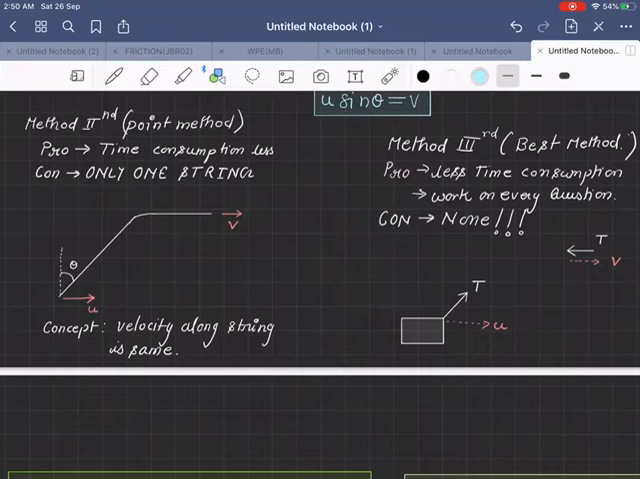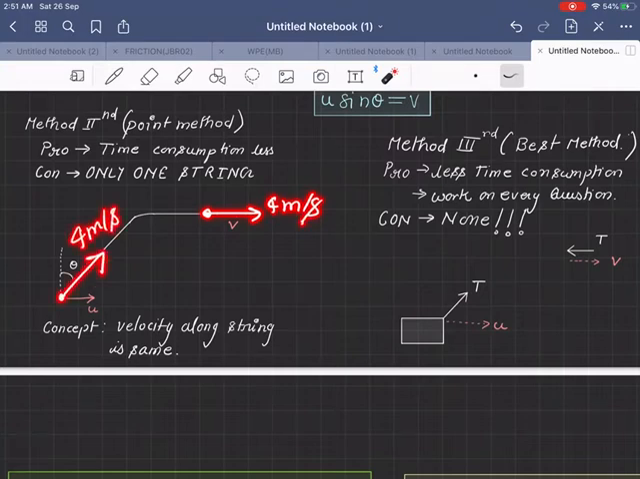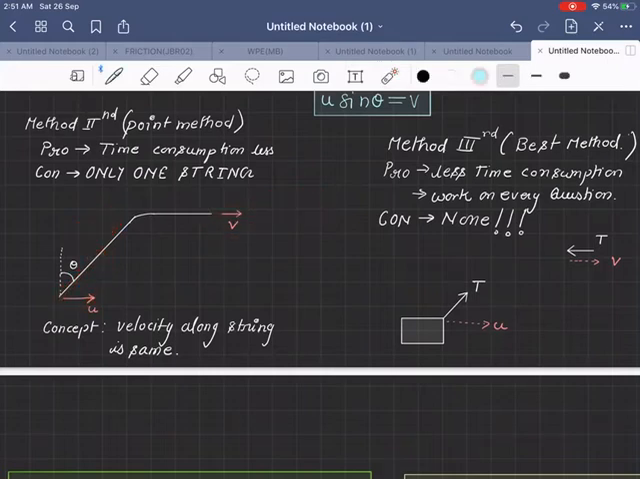The second method here is the point method, meaning we are considering the point here, and it is less time consuming. The con is that it only works on one string. You can't apply it on two or more strings. You will be in trouble if you do that. Now how it works, the concept is velocity along the string should be the same, meaning if this point is moving with 4 meter per second, that point is also going to move 4 meter per second. Makes sense, because 4 meter here, 4 meter here, the length never changes.